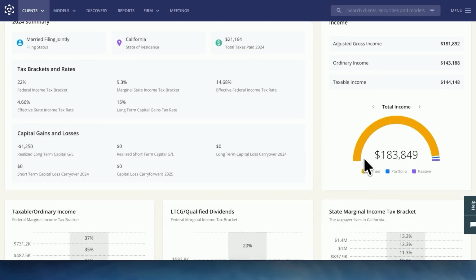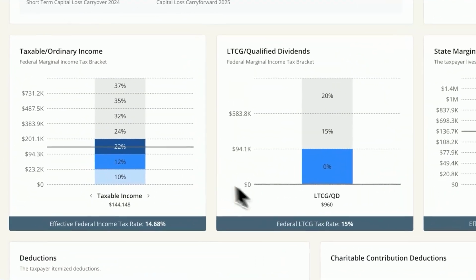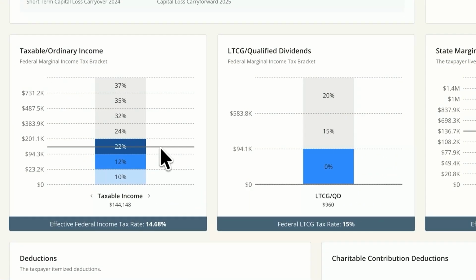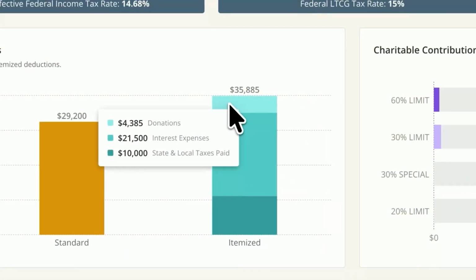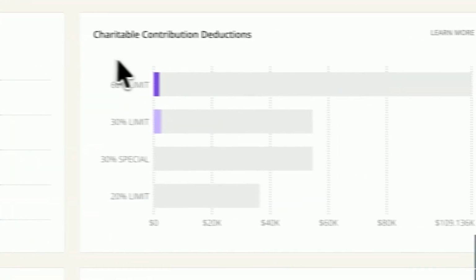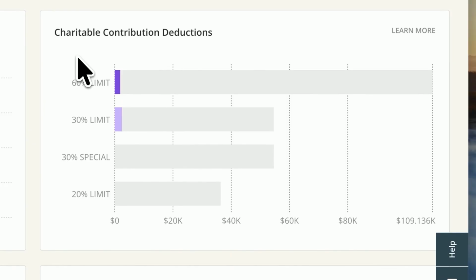Below that, we visualize her marginal and effective rates, capital gains, and state taxes, answering the two questions clients always ask: what's my bracket and what am I actually paying? Then deductions. Diane itemized, and we can clearly show why that mattered and how her donations really made a difference. And we even illustrate how that giving stacks up against IRS limits, which opens the door to bigger conversations, like how do we make your generosity go farther? For clients who care about giving, this is huge. You're helping them make a difference.